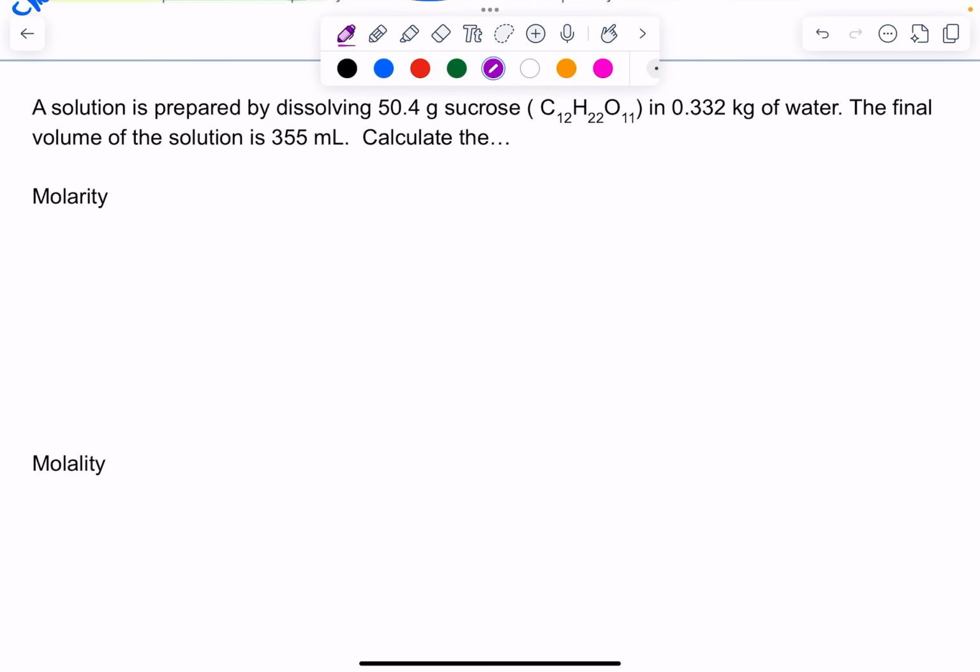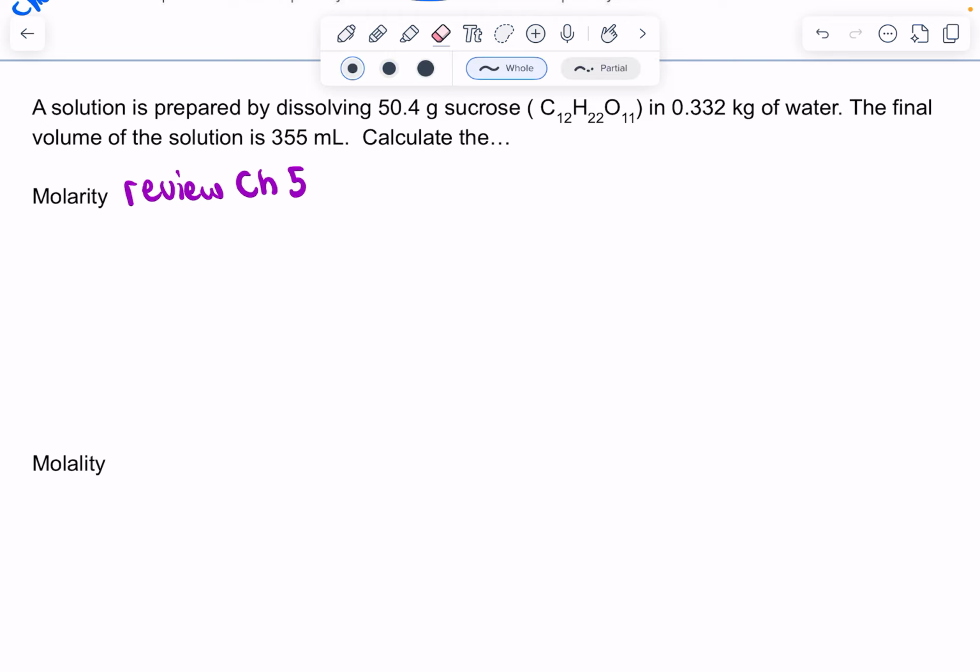Notability, there we go. All right, so on this one, this should be pretty straightforward because you've done plenty of molarity calculations. You can review this in chapter 5 if you need to. All right, solution is prepared by dissolving. Let's highlight important information.